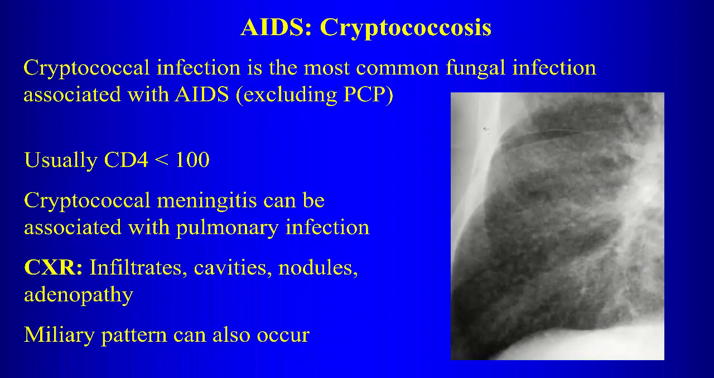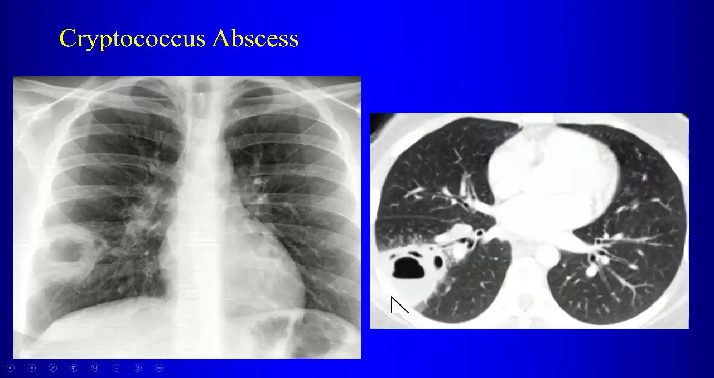So that can also give them this miliary appearance, also associated with low CD4 counts, and a complication of that is cryptococcal meningitis. So realize that TB is not the only thing that can give these patients a miliary pattern, a miliary disease. So this is cryptococcus forming an abscess in this particular patient who's HIV positive.